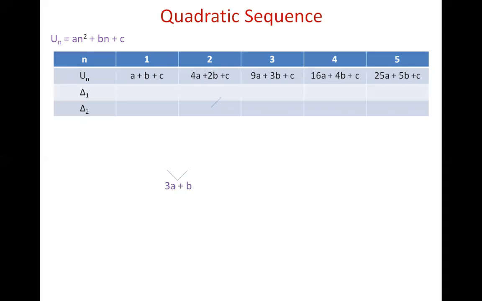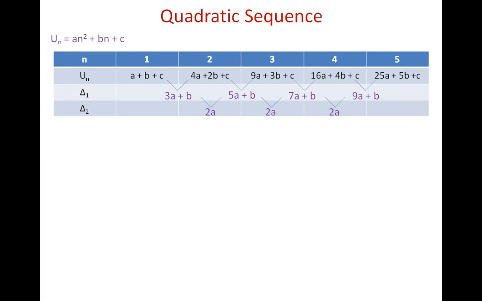Let us calculate the first difference, delta 1. The first differences are 3a plus b, 5a plus b, 7a plus b, 9a plus b. Again, we need to calculate the second difference, delta 2. That is the difference between the terms of the first difference. 5a plus b minus 3a plus b is 2a. 7a plus b minus 5a plus b is 2a. 9a plus b minus 7a plus b is 2a. So the second differences are the same for a quadratic sequence.